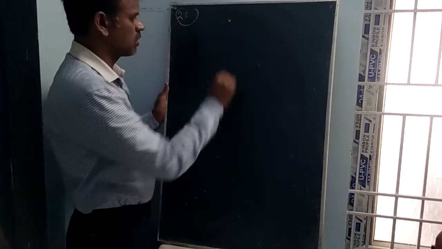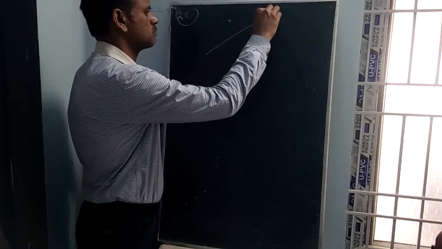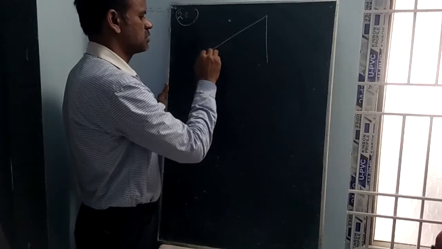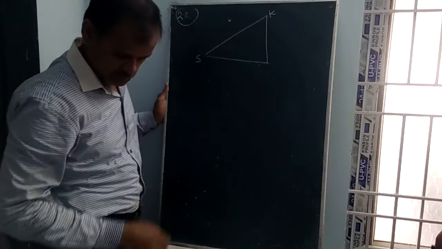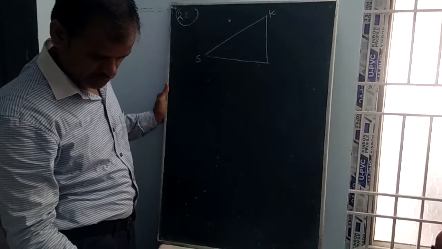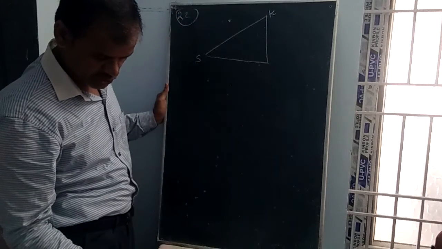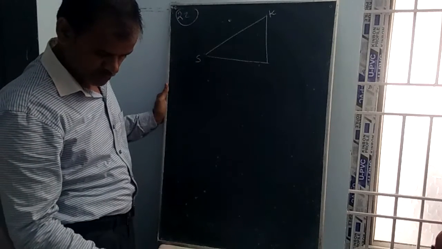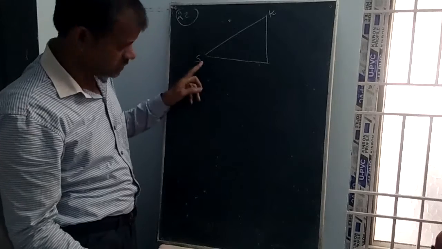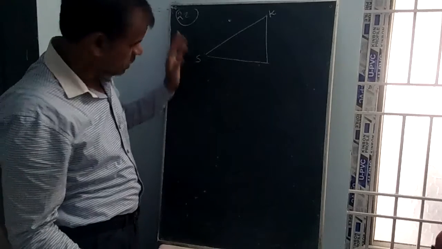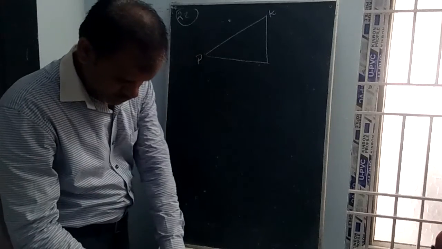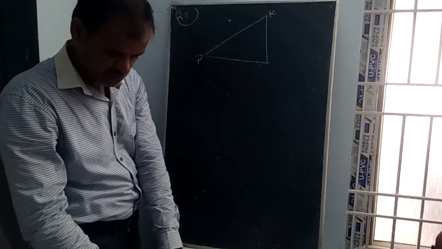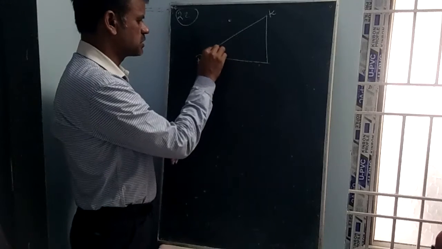A kite is flying at the height of 60 meters above the ground. This is the kite K, and let this be the string. The string attached to the kite is temporarily tied to a point on the ground. Okay, this is the point on the ground. Let us write here P, a point on the ground. The inclination of the string with the ground is 60 degrees. This is 60 degrees.